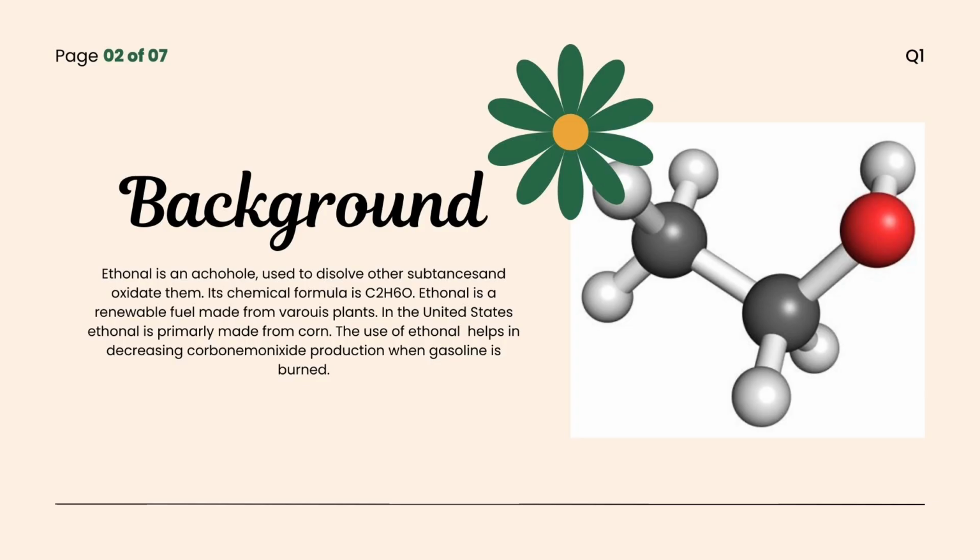A little bit of background on ethanol: it is an alcohol used to dissolve other substances and oxidate them. Its chemical formula is 2 carbon, 6 hydrogen, and 1 oxygen (C2H6O), as seen in the image to the right. Ethanol is a renewable fuel made from various plants, and in the United States, ethanol is primarily made from corn. The use of ethanol helps to decrease carbon monoxide production when gasoline is burned.